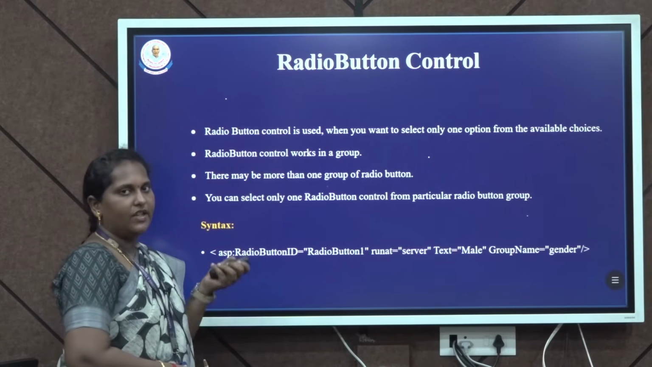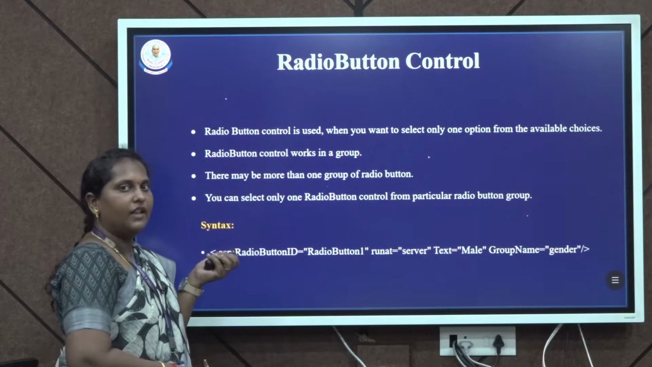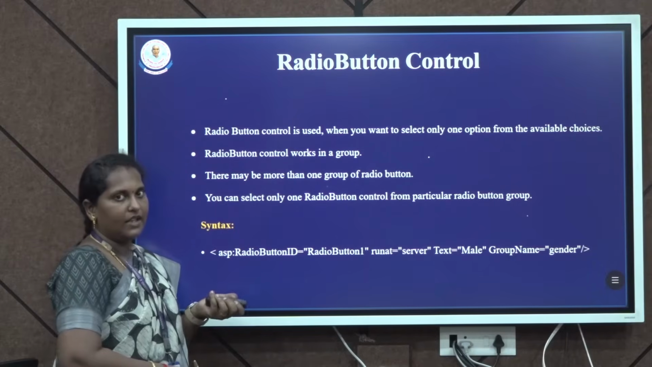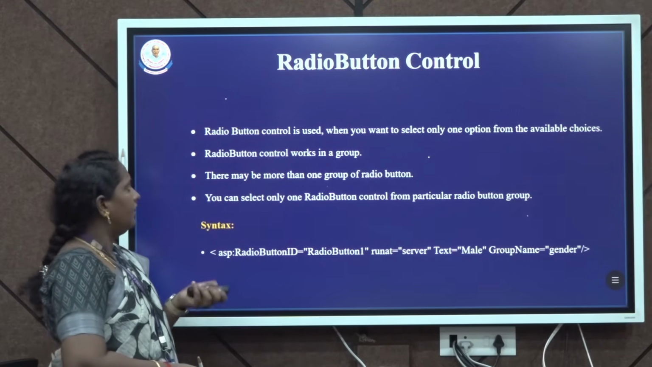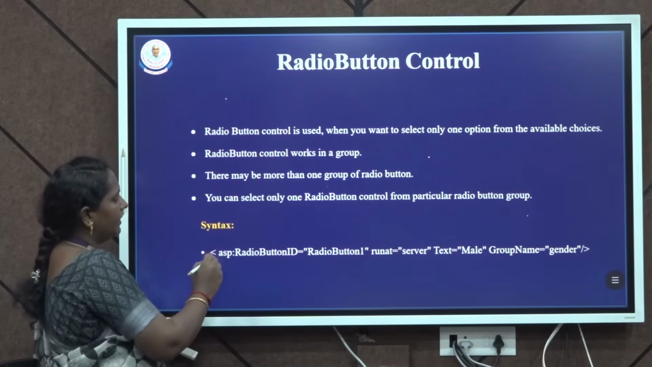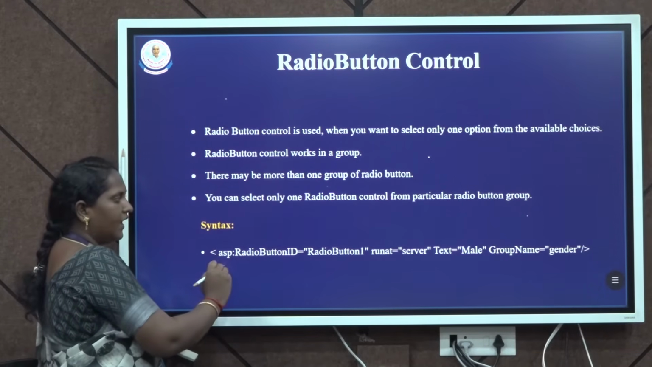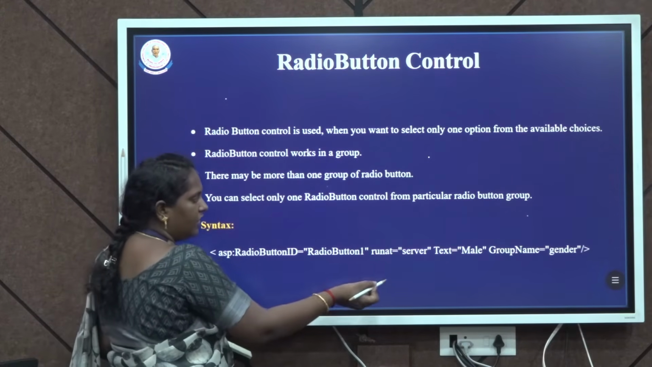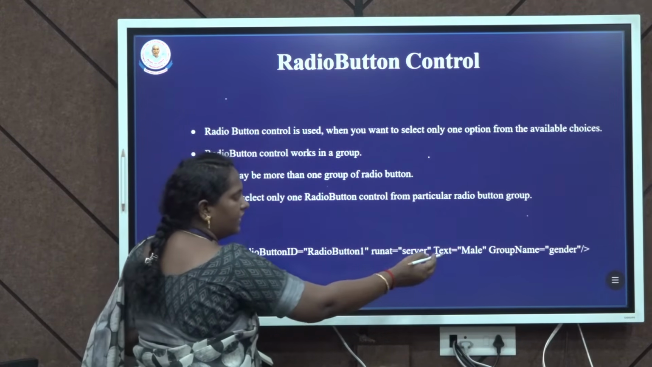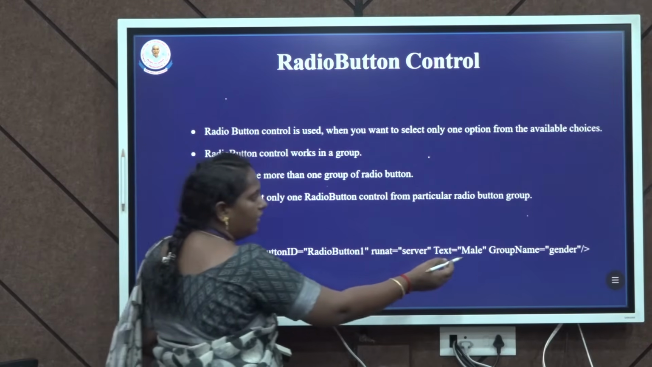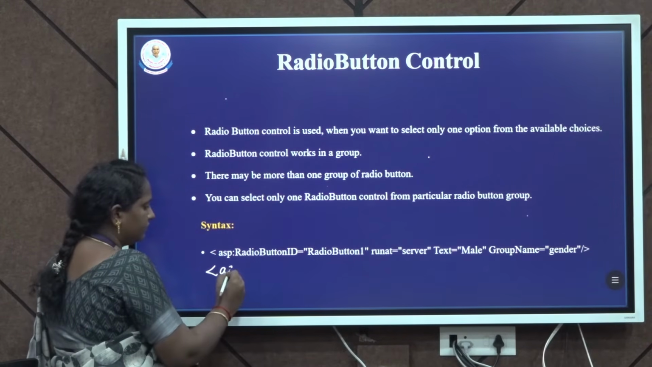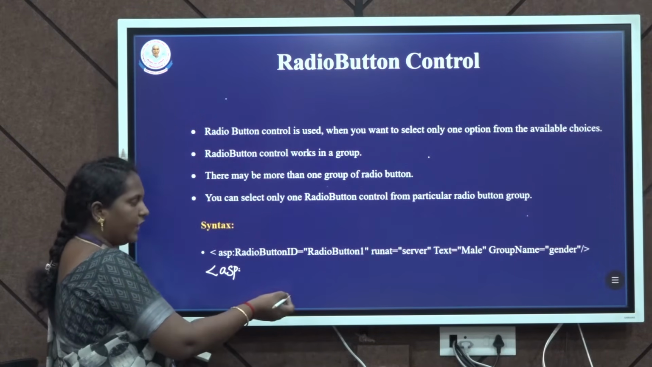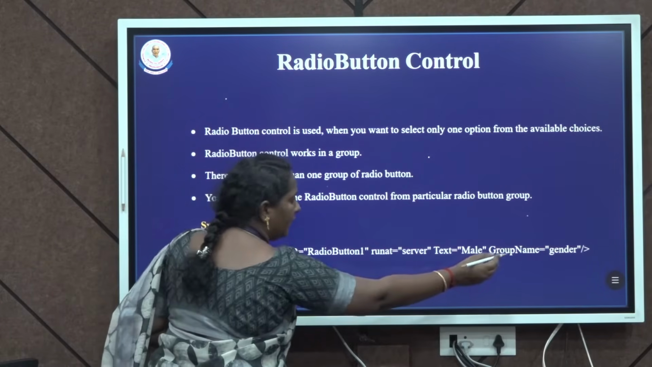The next option is the radio button control. In the previous slide we discussed the checkbox control. In that we can select multiple options, but in the radio button control the user can select only one option at a time. So the syntax for including a radio button in my ASP.NET page is the ASP tag. Here my button ID is RadioButton1. It runs at server side. The text message is Male. Here I can insert any number of radio buttons under the group name of Gender.